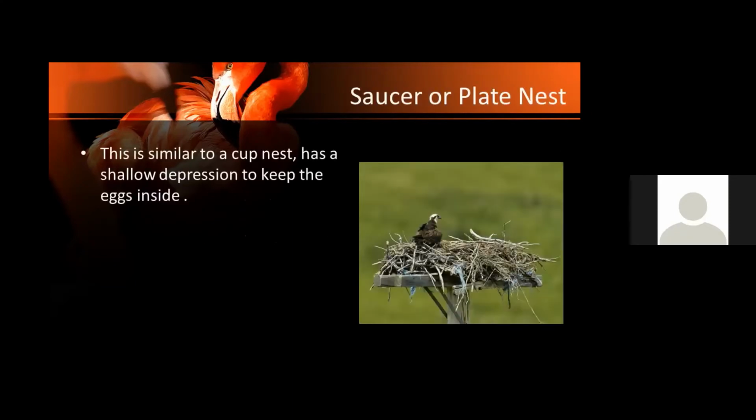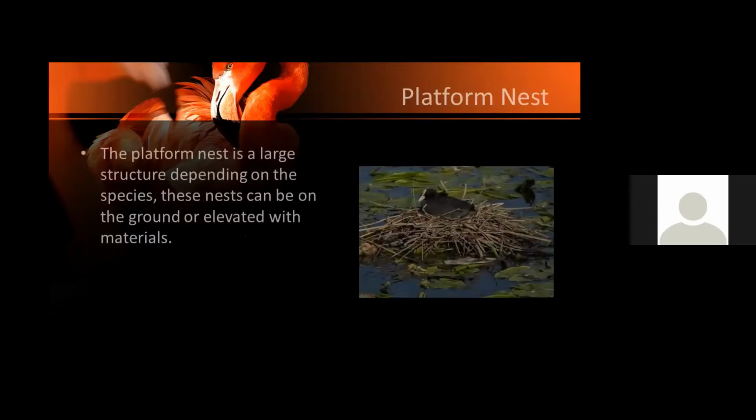Saucer or plate nest. As you can see, this is not much pleasant. This is similar to the cup nest, has a shallow depression to keep the eggs inside. Platform nest. The platform nest is a large structure depending on the species. These nests can be on ground or elevated with the materials. You can see them on ground as well as on water.